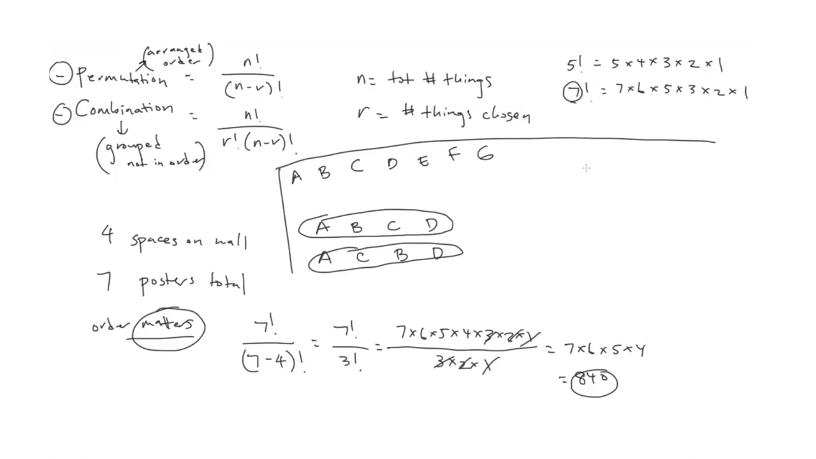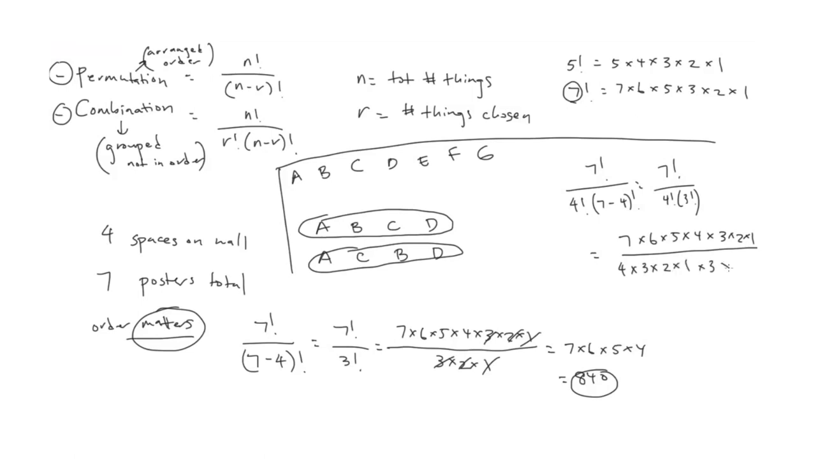So again, the question would be, we have seven posters total, four spaces on the wall. I want to know how many different ways to group them, to group the seven posters in groups of four. So n again would be seven. Our r value would be four because that's the number we're choosing. And then on the inside of the parentheses, we have 7 minus 4 factorial, so 3 factorial. That would equal 7 times 6 times 5 times 4 times 3 times 2 times 1 divided by 4 times 3 times 2 times 1 times 3 times 2 times 1.